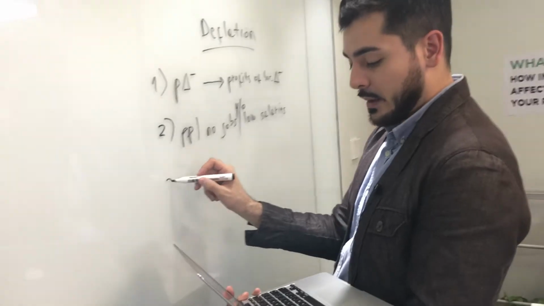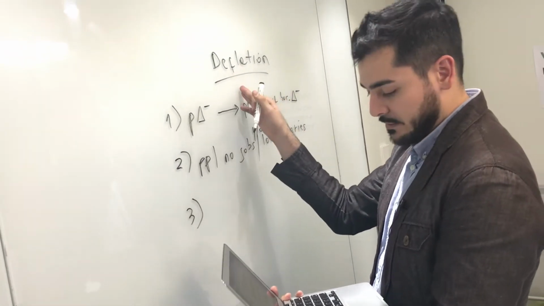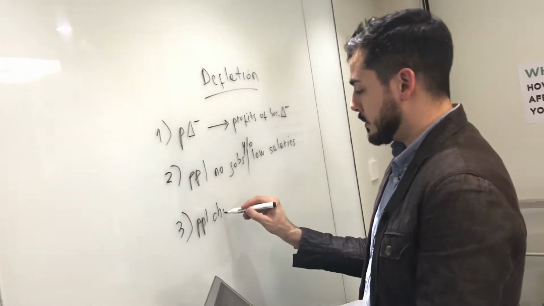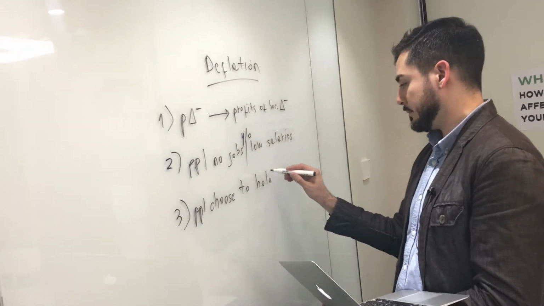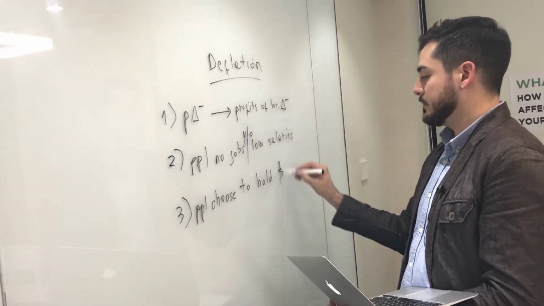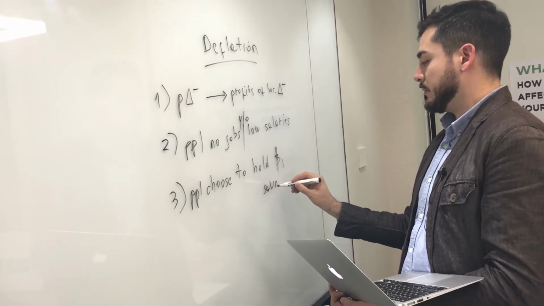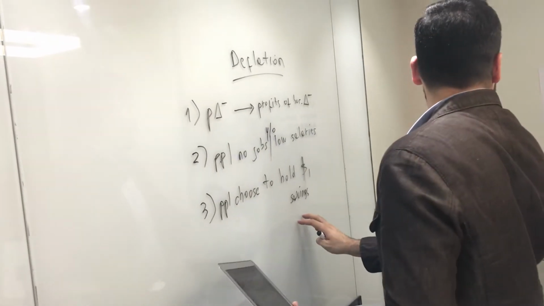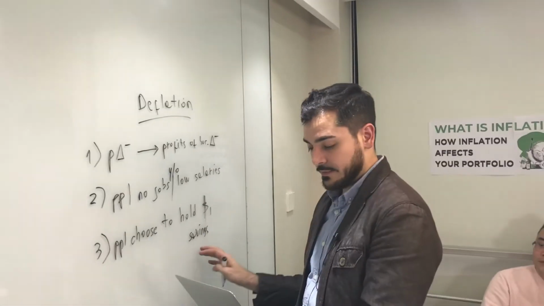And number three, when deflation happens, people choose to hold their money or hold their savings. So what happens here? Maybe Ray, you can help us. What happens if people choose to hold their money, not to spend, or hold their savings?